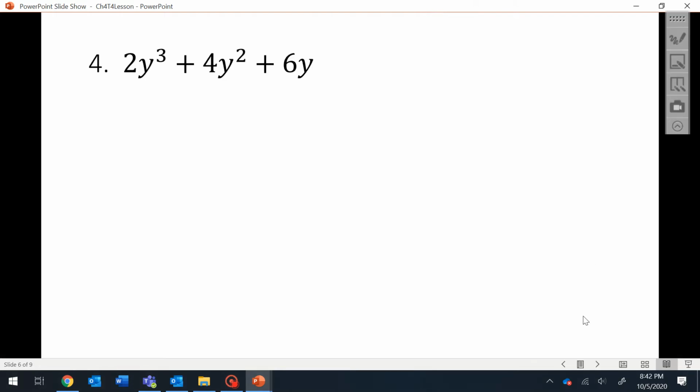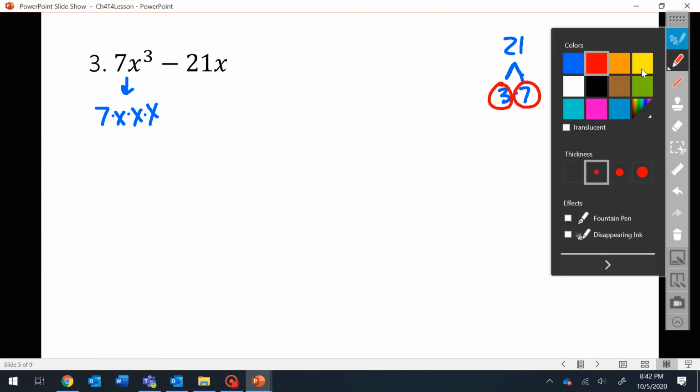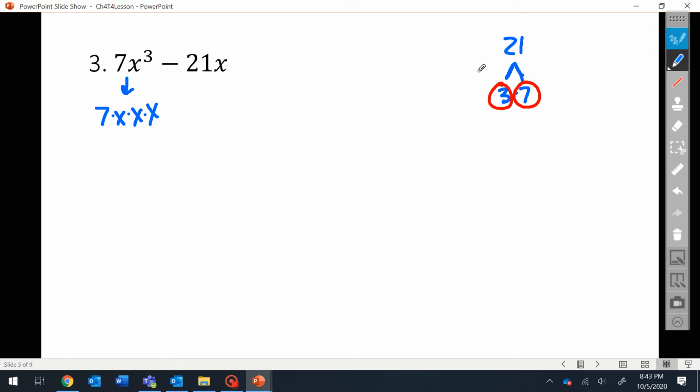Alright, let's look at ones that are a little bit harder. So number 3, 7x cubed minus 21x. Alright, 7 doesn't break down. 7's prime. So this is just 7 times x times x times x. It's 3 x's. 21, however, does break down. It breaks down into 3 times 7. And neither of those break down, so we can circle them. So 21 is 3 times 7, and then times x.